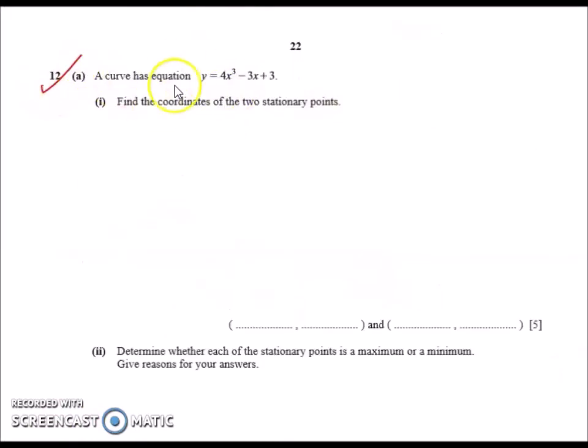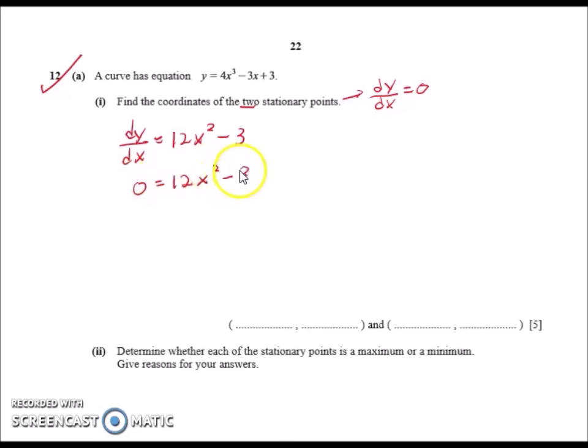Here we come to the last question. This is the equation. Find the coordinates of these two stationary points. It means it's differentiation where we are going to use this. So this is the y. When we differentiate this, we are getting dy/dx equals 12x squared minus 3. To find the stationary point, dy/dx will be equal to 0. So 12x squared minus 3 equals 0. We will simplify this, divided by 3. So you'll be getting 4x squared minus 1.